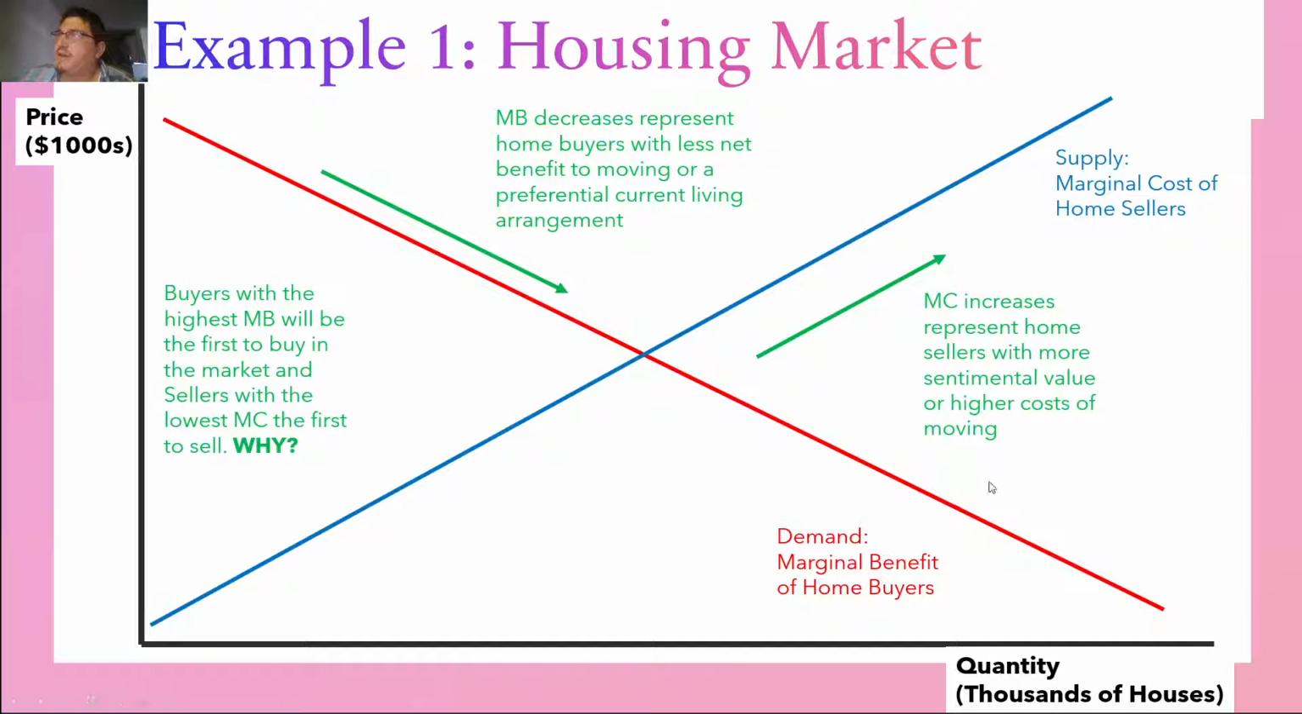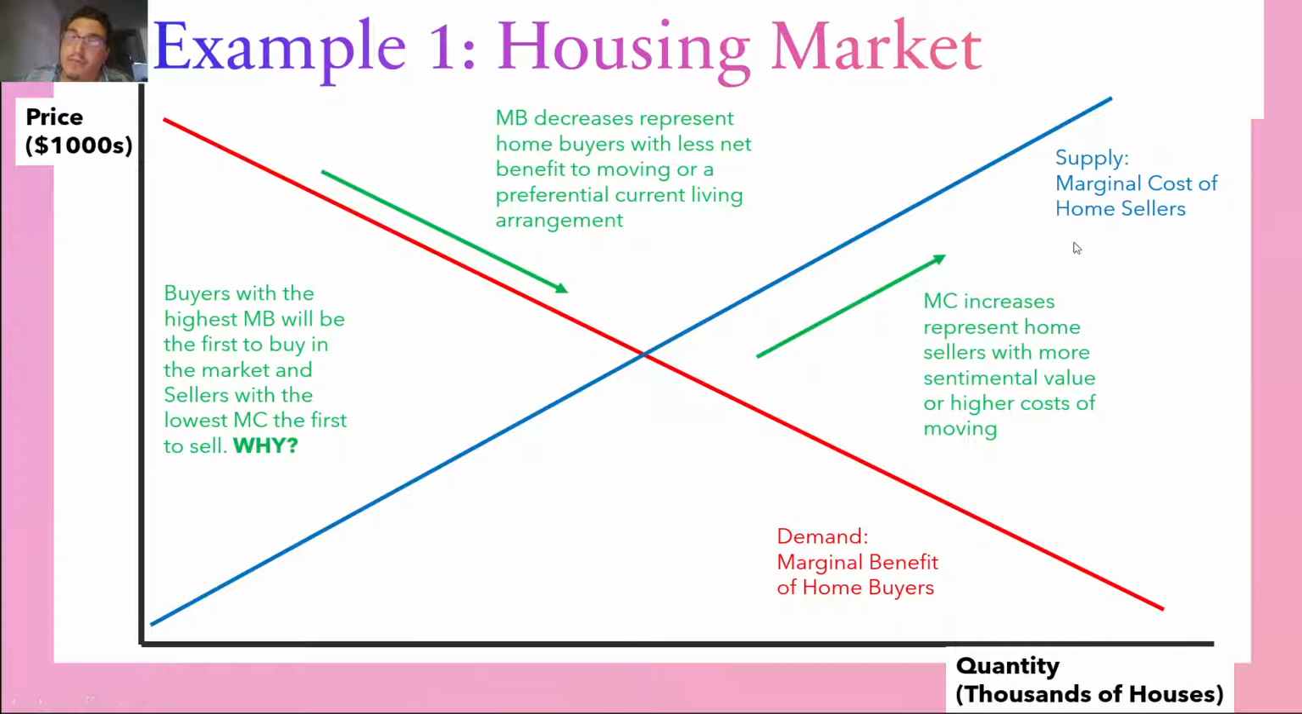And then the marginal benefit similarly has this sort of slope, and we can attach these differences in marginal benefit of buying a home to different things. So these decreases in marginal benefit represent home buyers with maybe less net benefit to moving. So there's maybe few jobs available for someone down here in the area that they're moving to. And maybe there are very high paying jobs for people up here. So they really, really want to move into this area.